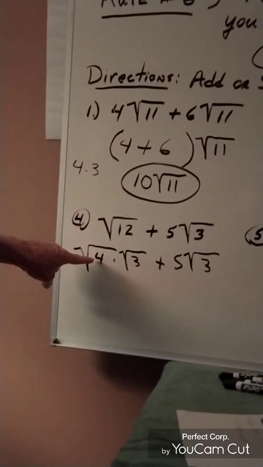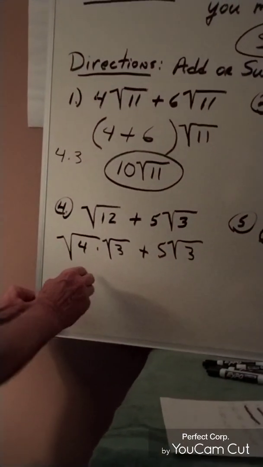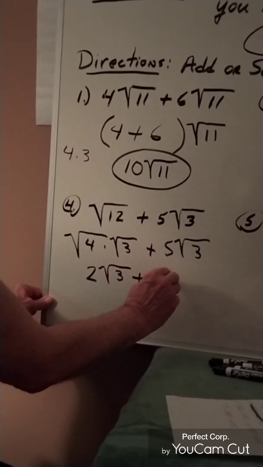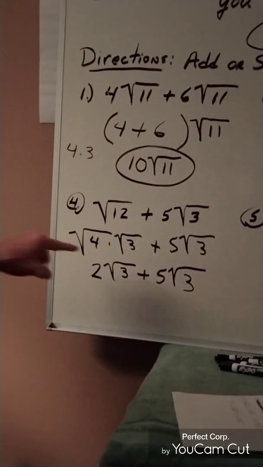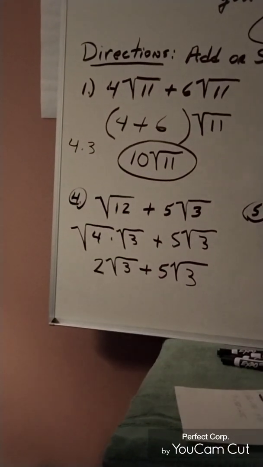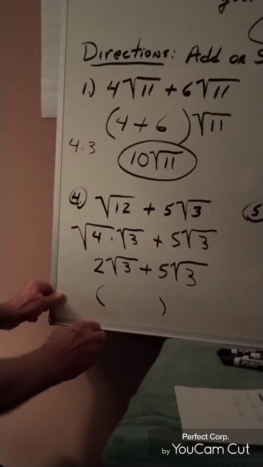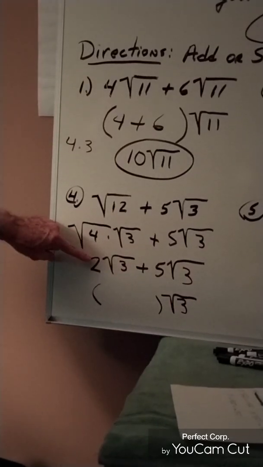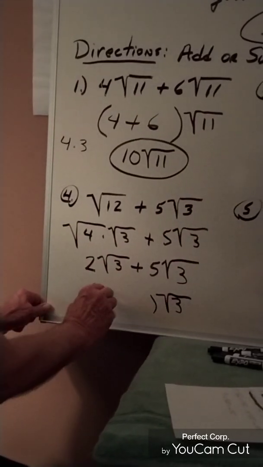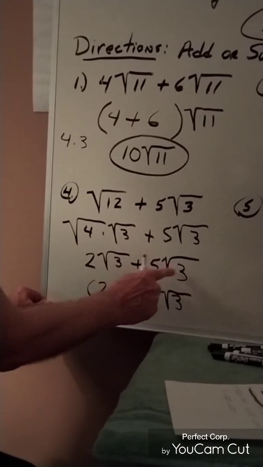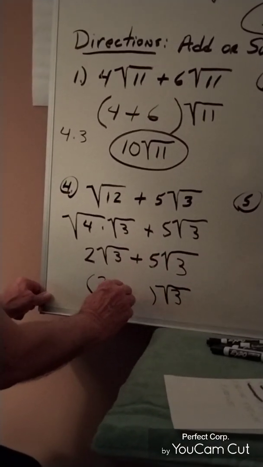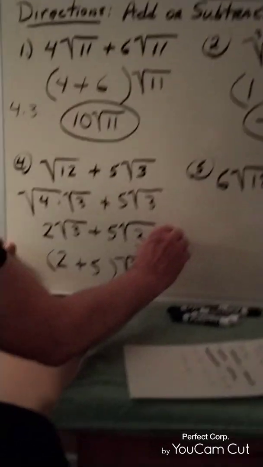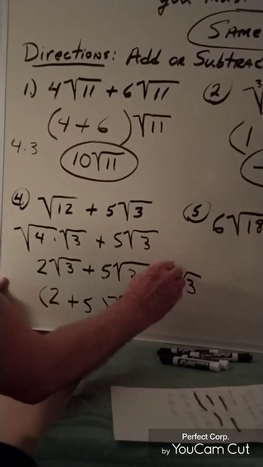And now let's evaluate the radical of 4, which is now 2 root 3 plus 5 root 3. We now have like radicals. Now we'll make the house, and we'll pull out that GCF of the radical of 3. 2 root 3 divided by root 3, 2. Positive 5 root 3 divided by root 3, positive 5. Let me just stick that answer right here. 7 root 3, done.